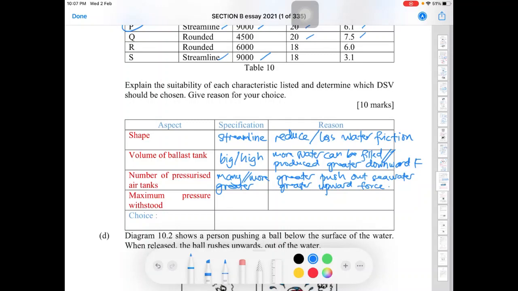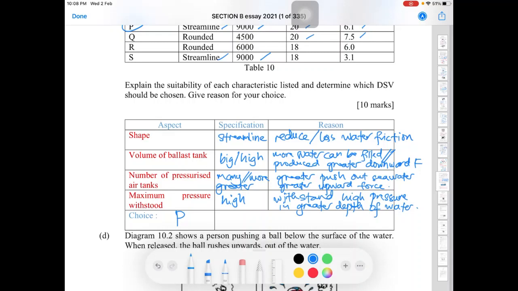Okay, maximum pressure withstood mestilah kita nak high. High, so that means it can withstand greater pressure. Sebab apa? Sebab dia akan withstand high pressure in greater depth of water. Okay, so your choice akan jadi P.